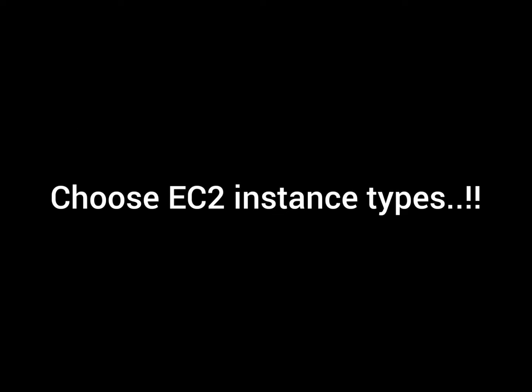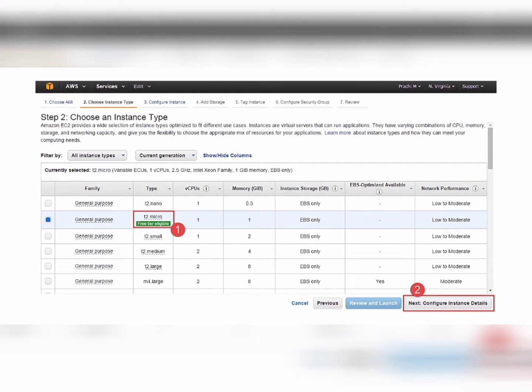Choose EC2 instance types. Step 1. In the next step, you have to choose the type of instance you require based on the business needs. We will choose T2 micro instance type, which is a one vCPU and one GB memory server offered by AWS. Click on Configure Instance Details for further configurations.